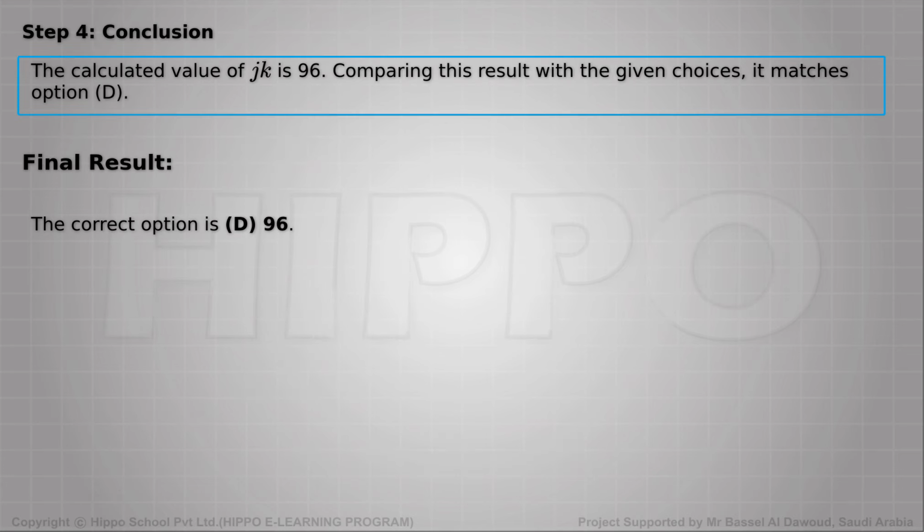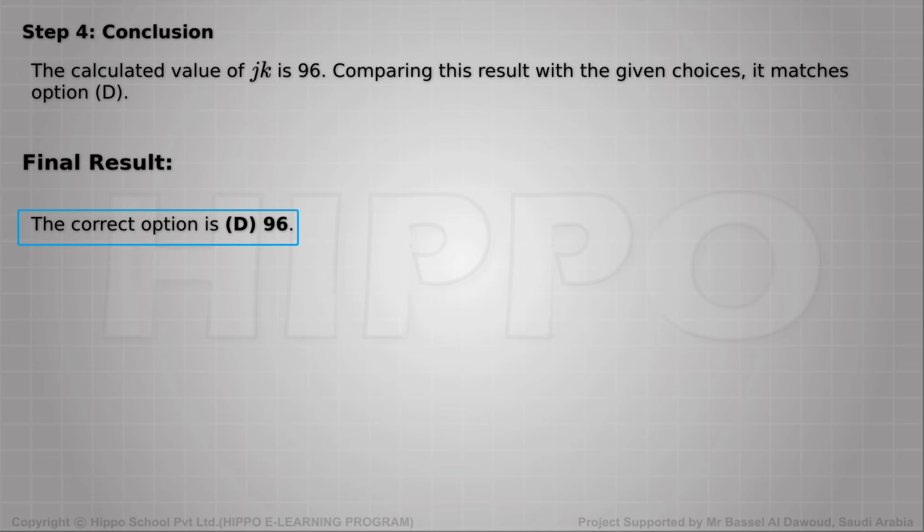So we've found our answer to be 96. The last thing to do is to match our result with the options provided in the question. Looking at the choices, we see that 96 corresponds to option D. Therefore, the correct answer is D.